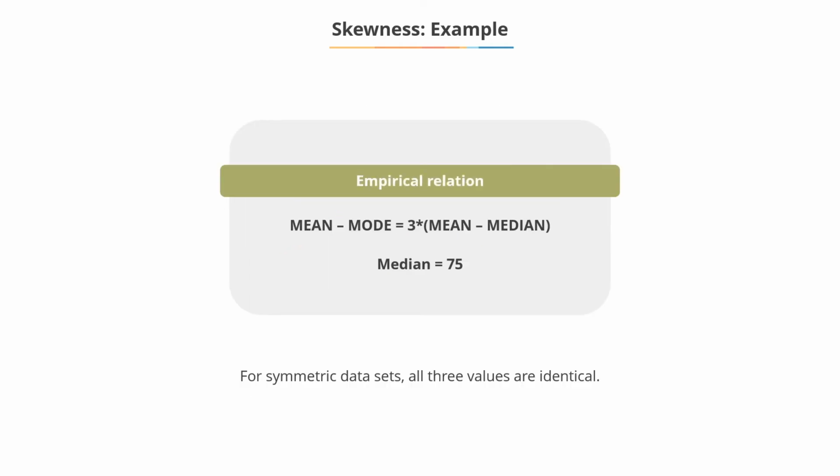If you look at the empirical relation, mean minus mode equals 3 multiplied by mean minus median. The median is also 75. So generally, for symmetric data sets, the three values are identical.